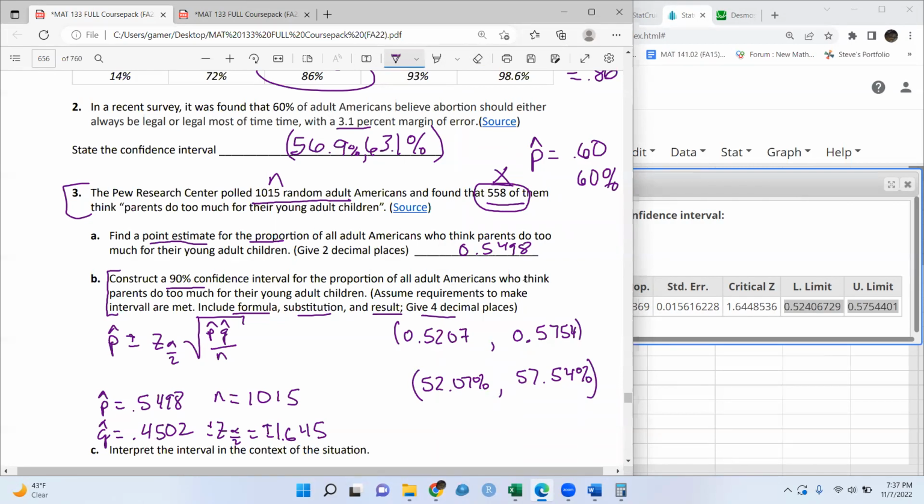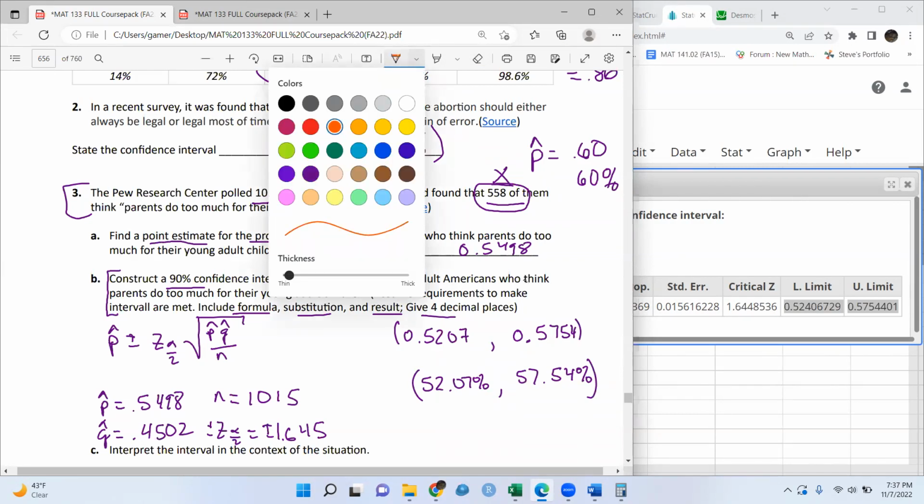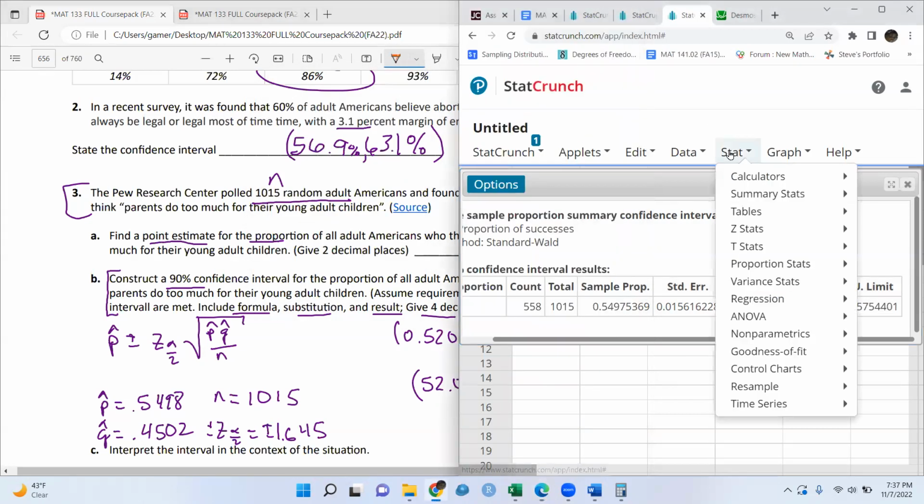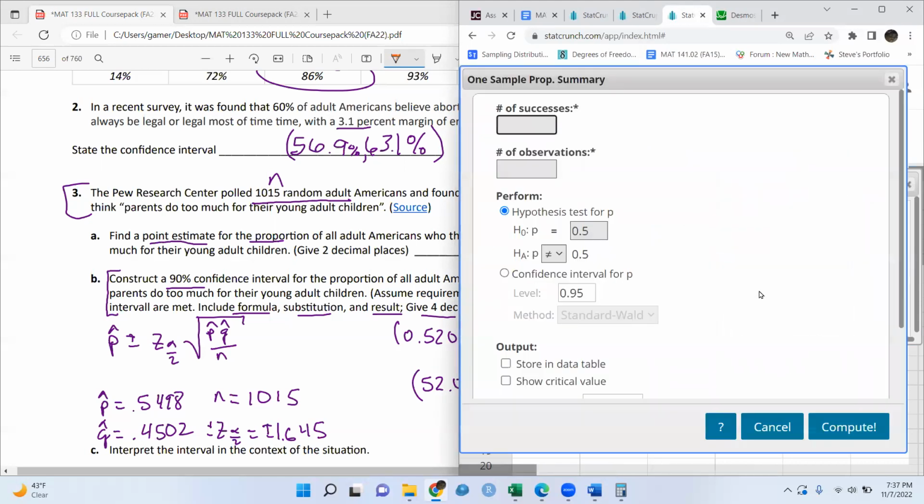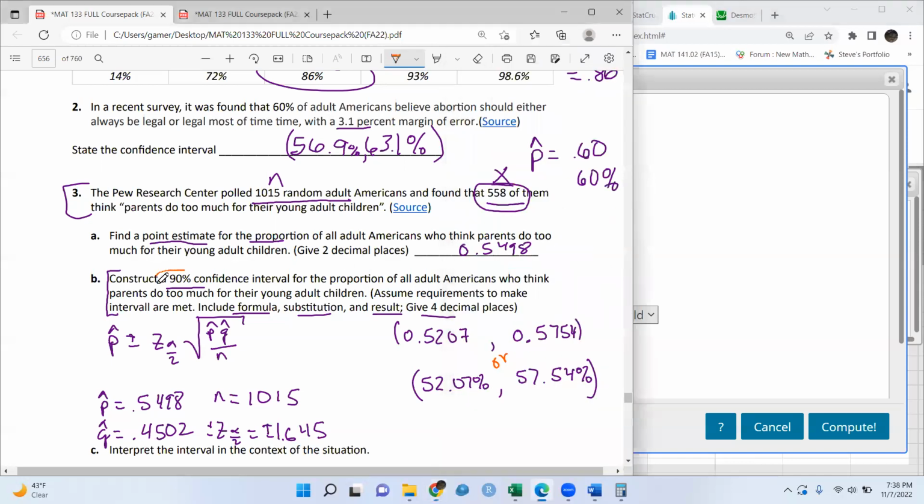Can you show me one more time what you put into StatCrunch? Most definitely. Thank you. So we went to Stat, Proportion Stats, One Sample with Summary. And then we put in the X for 558. We put in the N, which is 1015. And in chapter 10, you will be doing hypothesis testing, and you'll have to figure out what H0 and HA mean. No worries, it's not too terrible. But for now, we're selecting confidence interval. And we had to change the level to match the one that was given in the problem.